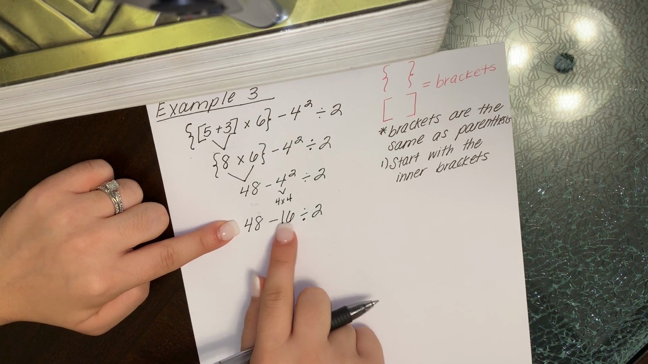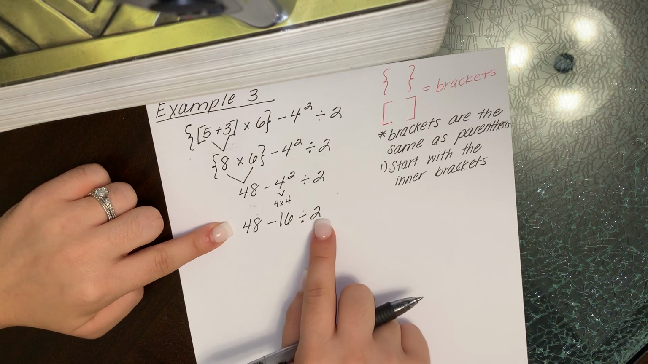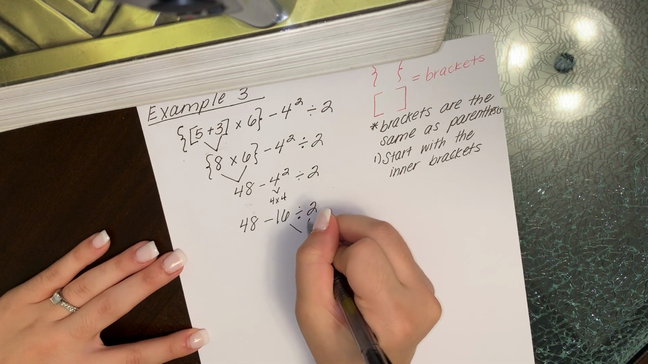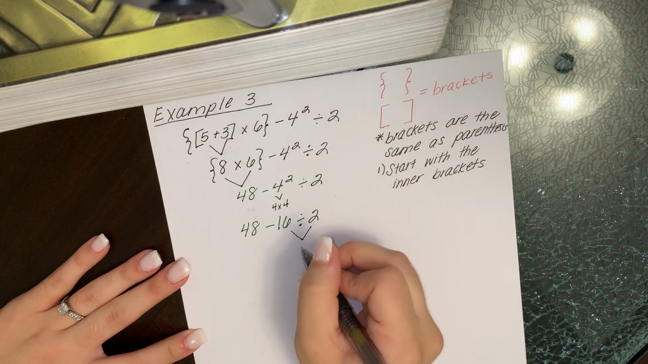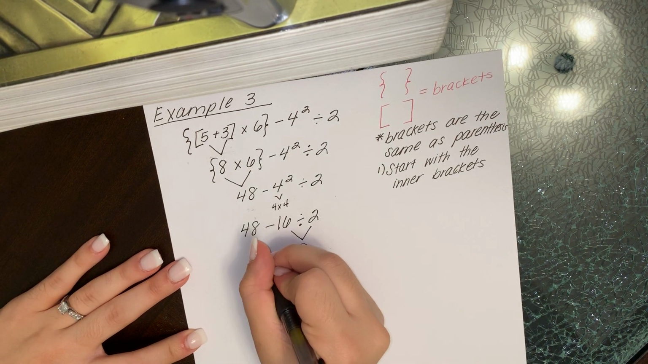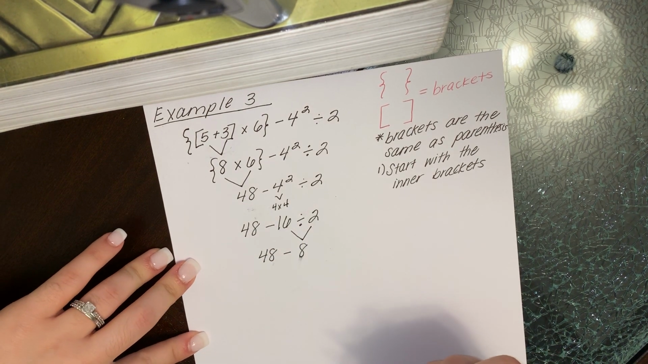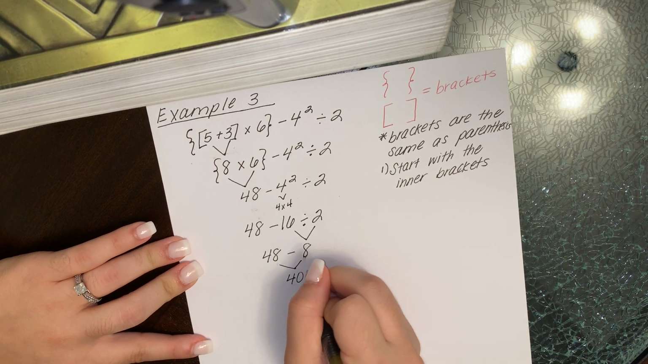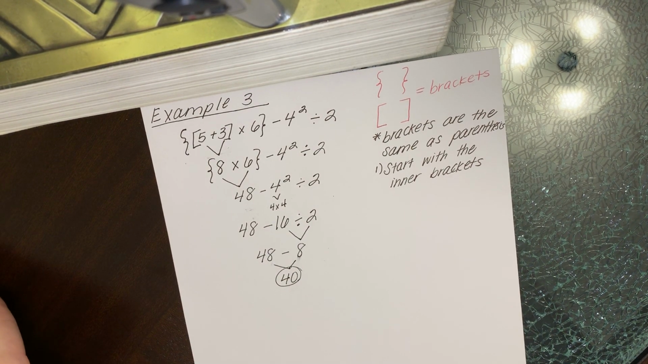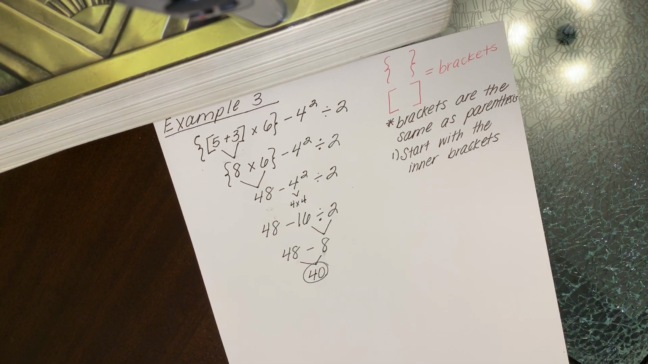Do you see multiplication here or division? Not in that first part. In the second part I do, which I can divide 16 divided by 2. And what do you get? You get 8. Keep the 48 minus 8 alone. And 48 minus 8 is 40. So that's how we tackle some of these more complicated, longer problems, okay?